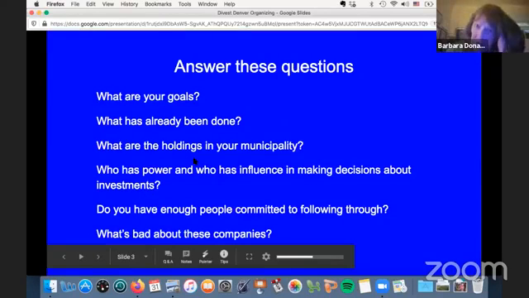These are the questions to ask yourself: What are your goals? What's already been done and who's done it? What are the holdings in your municipality? Who has the power and influence to make decisions? And do you have enough people committed to follow through on this? Another question we got from council members was, what's bad about these companies? So it can be very basic.